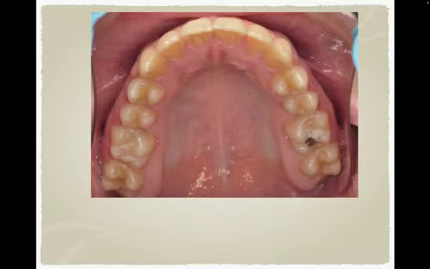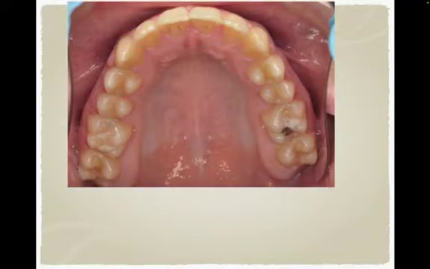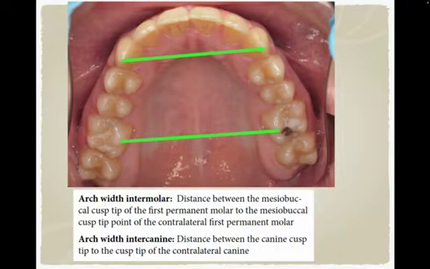First one is what we call the arch perimeter, which is basically the distance between the mesial contact of the sixth on one side to the other sixth on the other side. The second definition is the intermolar width and the intercanine width. The intermolar width is the distance between the mesiobuccal cusp tip of the upper sixth on the right side to the mesiobuccal cusp tip of the molar on the other side, while the intercanine width is the distance from the cusp tip of the canine on one side to the cusp tip of the canine on the other side.